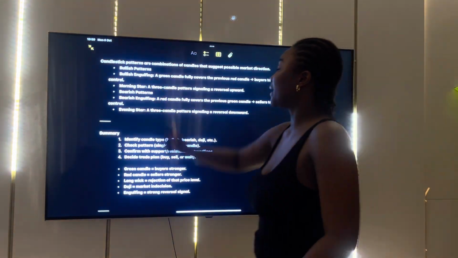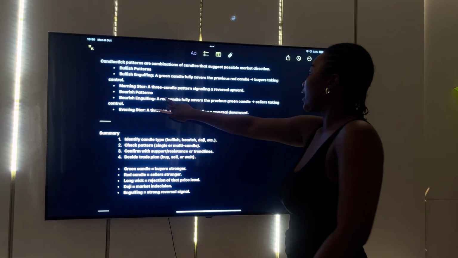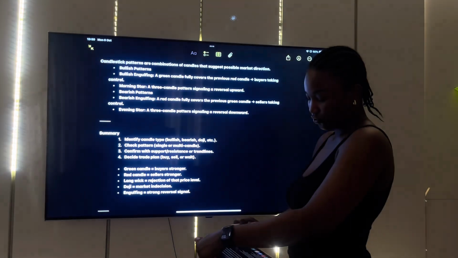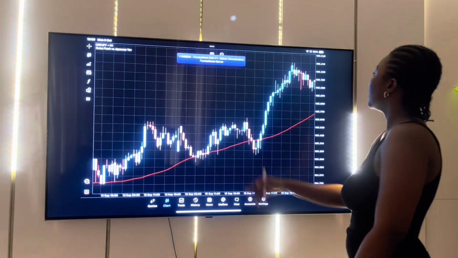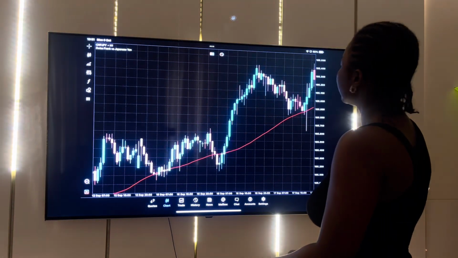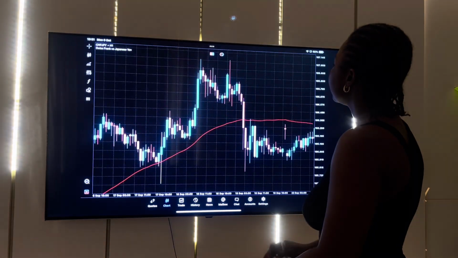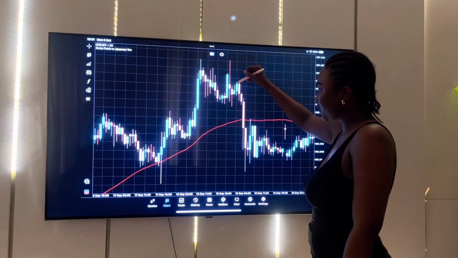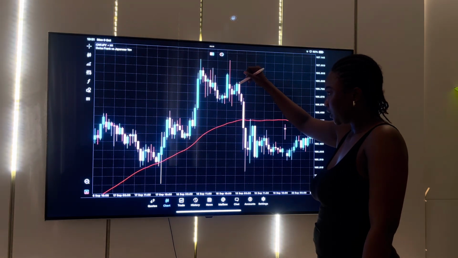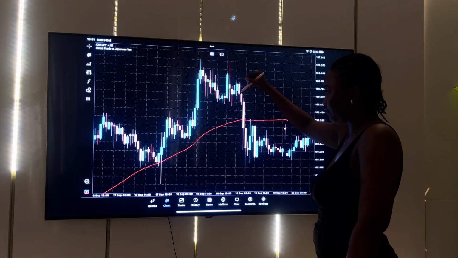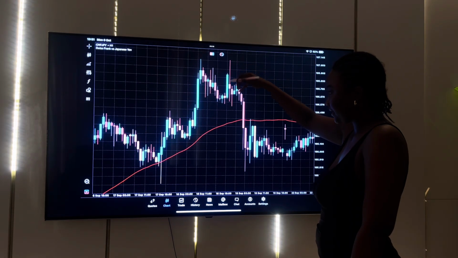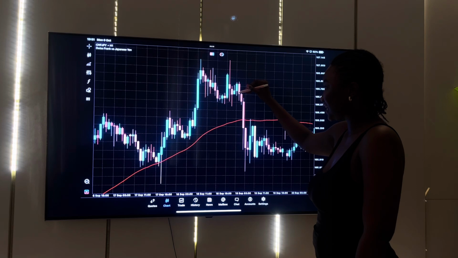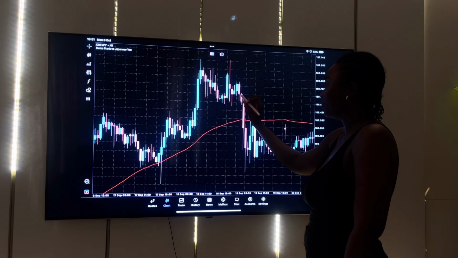Now, bearish patterns. A red candle fully covers the previous green candle, which means sellers are taking control. Let's go. A red candle fully covering the green candle, showing that sellers are taking control. Right here we have a bearish engulfing. Now you see the previous candle, then the next candle that followed right after, very big, bigger than the previous green candle. Now if you used this as a sign to sell, what would have happened?